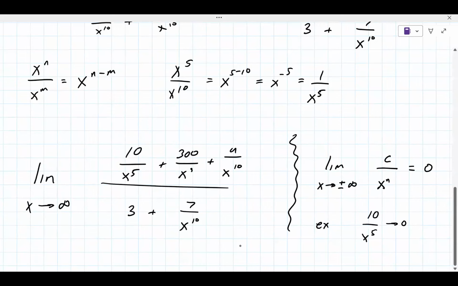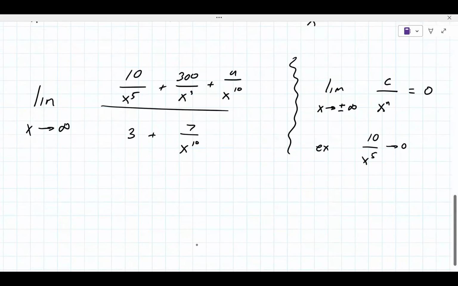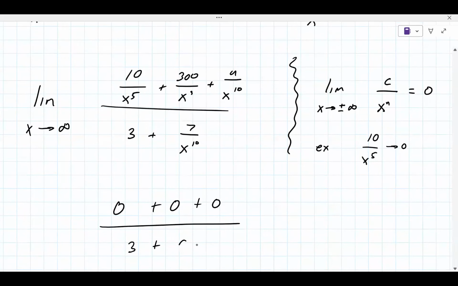That goes to 0. 300 over x to the ninth goes to 0. 4 over x to the 10 goes to 0. 7 over x to the 10 goes to 0. So basically, whenever the exponent is bigger on the bottom, that's where it's going to equal zero? Yes. Okay. So this equals 0 over 3, which is 0. Yeah. Got it.